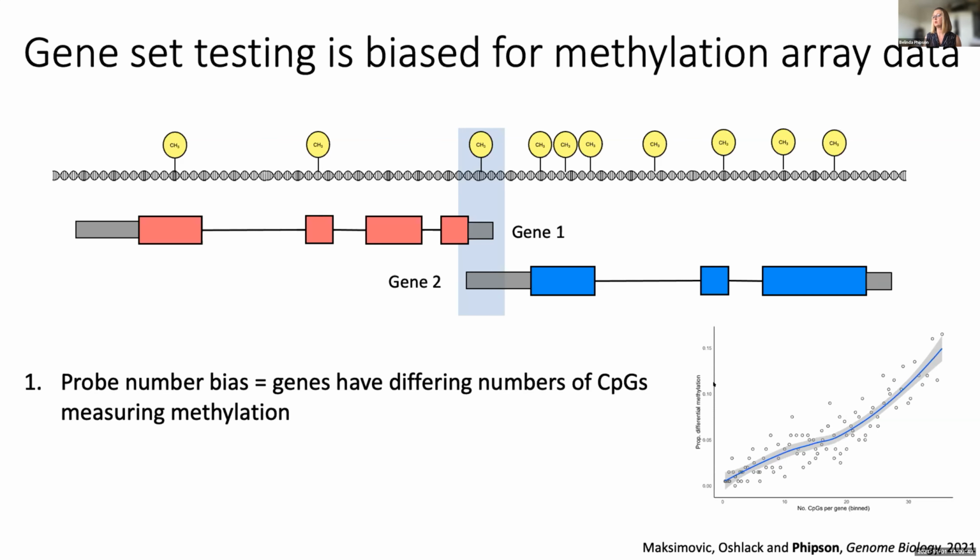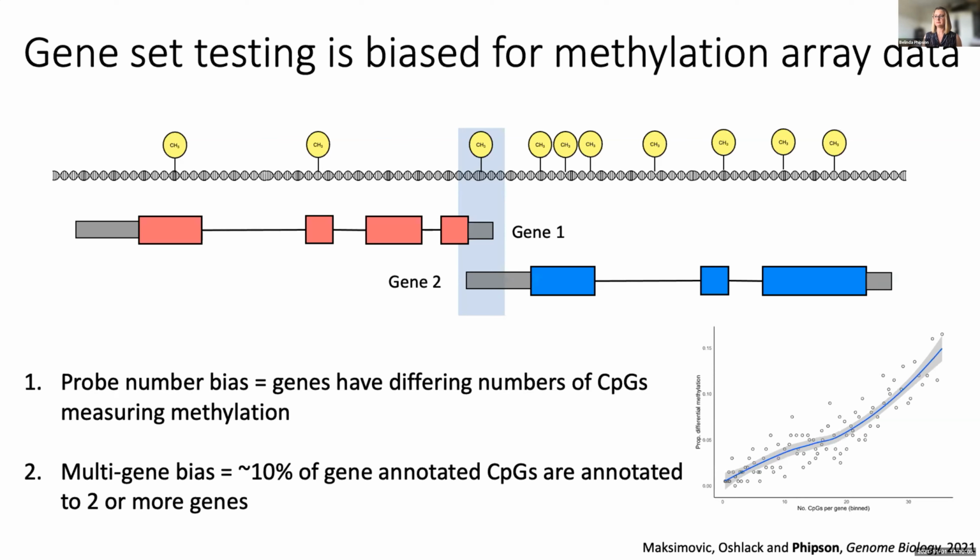And so what we do is, from the data, we calculate the probability that a gene is differentially methylated according to the number of CpGs, and there's often this strong positive correlation that we see. And the second issue is this multi-gene bias, that's what we call it, where around 10% of gene annotated CpGs are actually annotated to 2 or more genes.